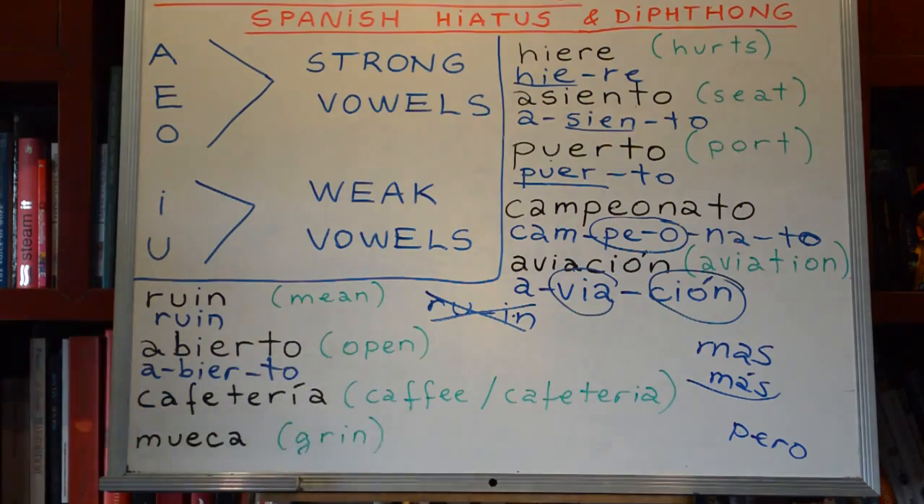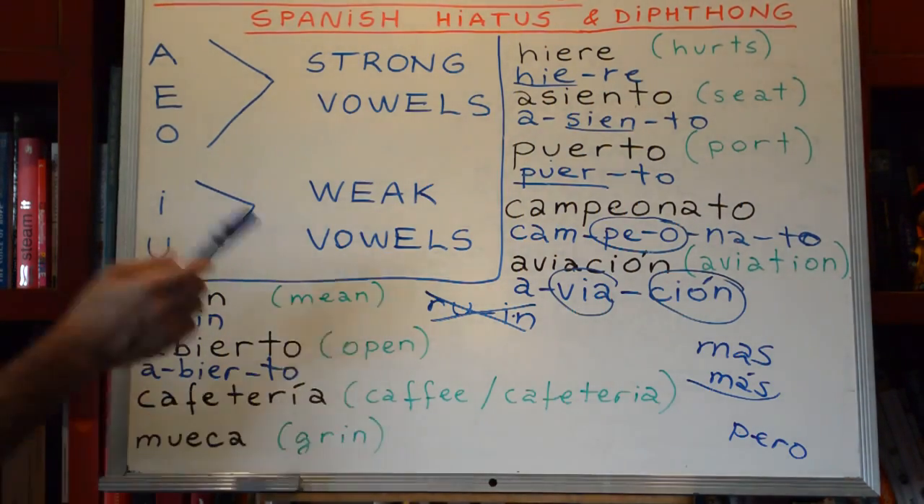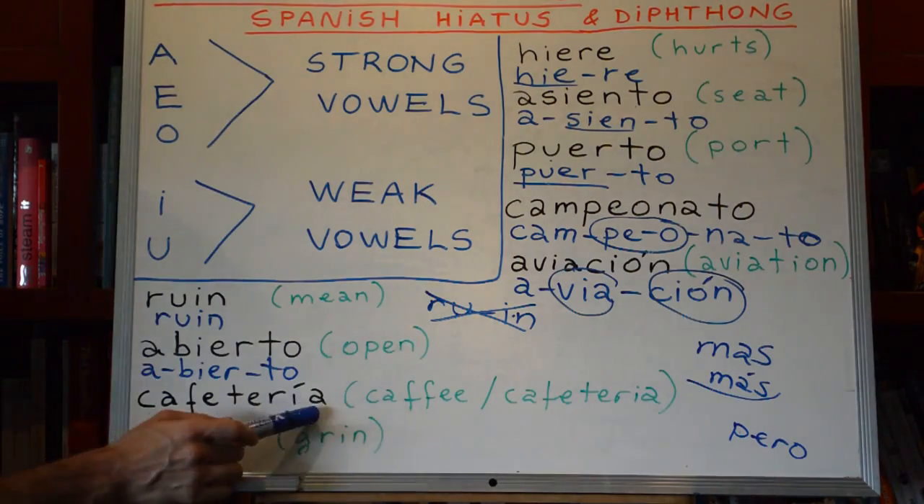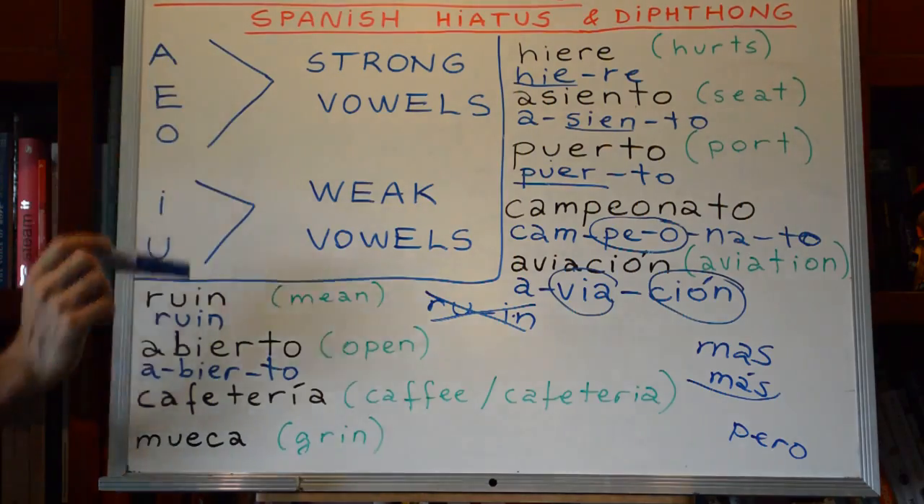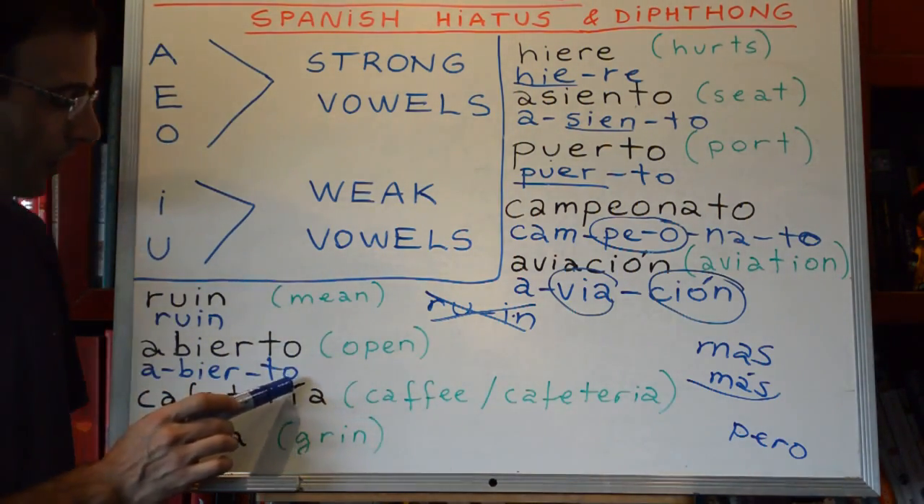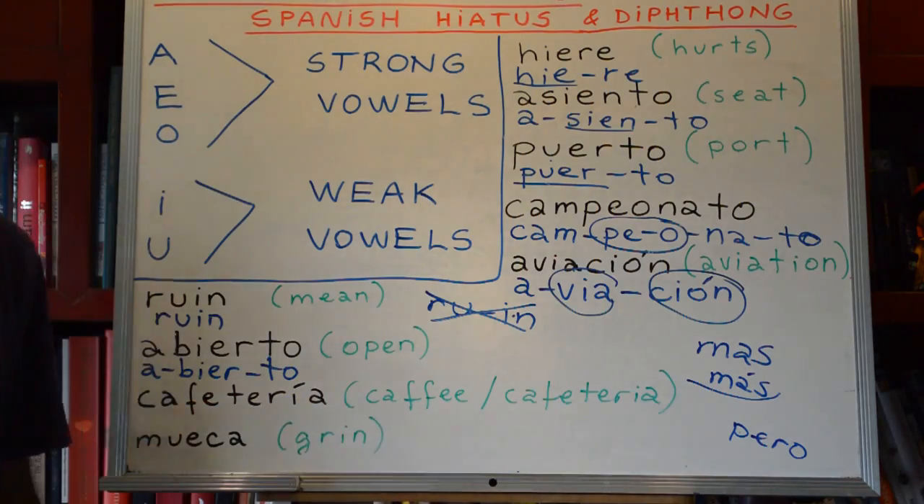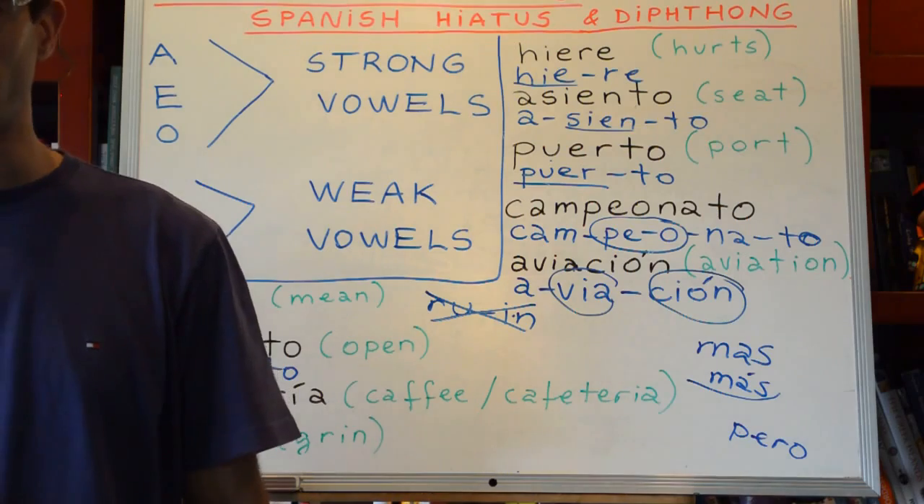What are the two vowels together here? I and A. I is a weak vowel. A is a strong vowel. However, this weak vowel, I, is carrying the accent, right? Or the stress of the word.